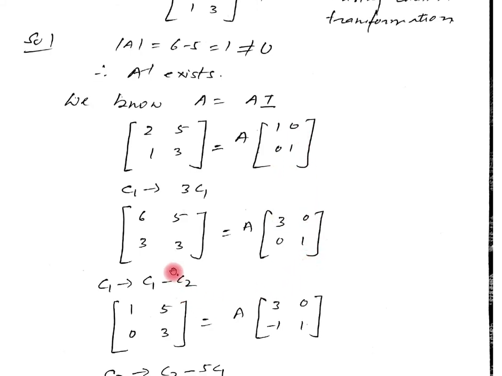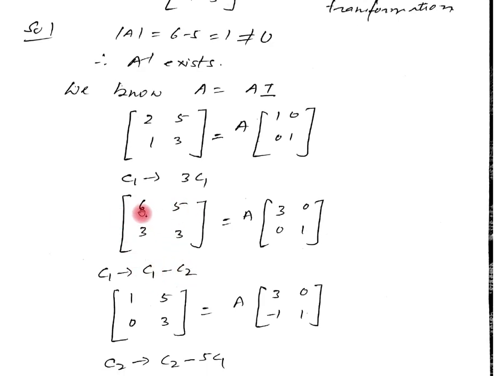Now next, I have to make it 1. The next operation I am applying here is C1 to C1 minus C2, because 6 minus 5 is 1. Now 6 minus 5 is 1, 3 minus 3 is 0. The second column will remain as it is. Similarly here, 3 minus 0 is 3 and 0 minus 1 is minus 1. The second column will remain as it is.